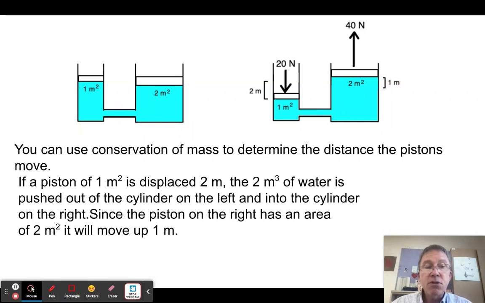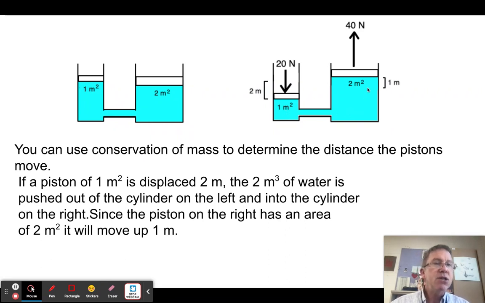Now, you can also think of this in terms of conservation of mass. Let's say I have a cylinder here that has a cross-sectional area of 1 square meter, and over here it has a cross-sectional area of 2 square meters. If I push down 2 meters, how much volume of fluid have I moved? Well, I've moved 2 times 1 meter squared, so that's 2 cubic meters of fluid pushed into here.